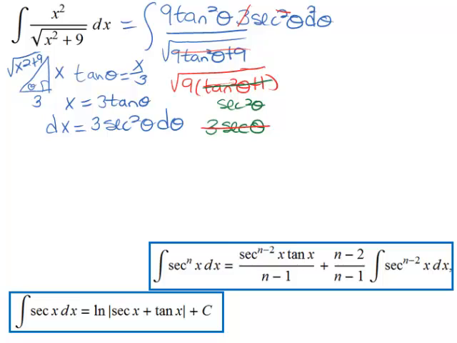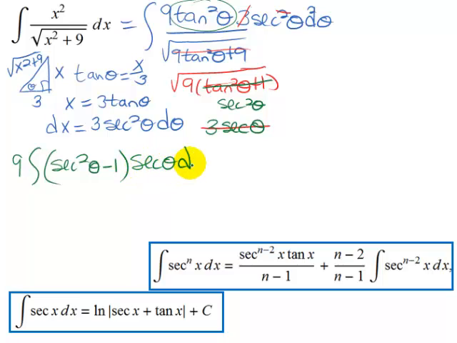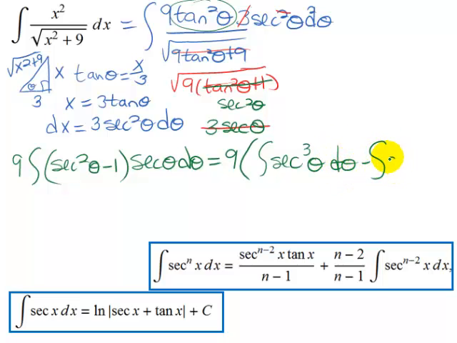Now what am I going to do with that? Well, the first thing I'm going to do is use a Pythagorean identity on this tangent squared, and I'm going to move the 9 out in front as well. So that's going to be secant squared theta minus 1 multiplied by our secant theta d theta. I could express this as 9 times the integral of secant cubed theta d theta minus the integral of secant theta d theta.